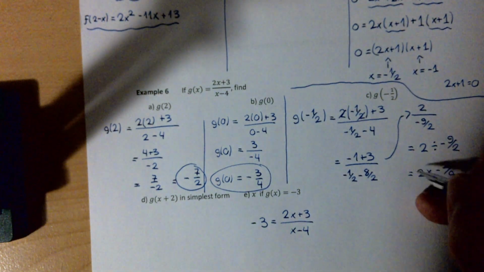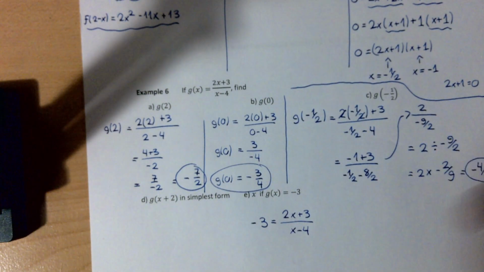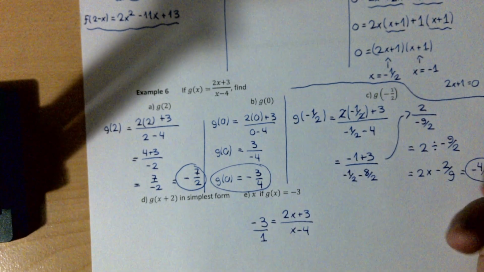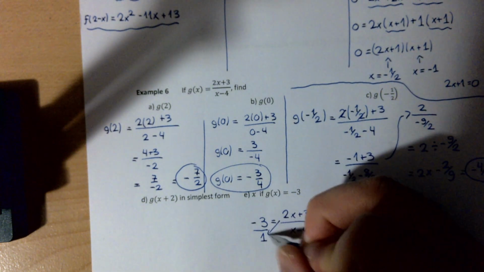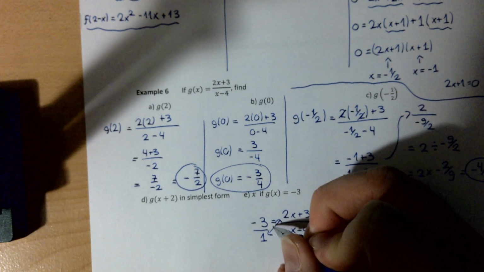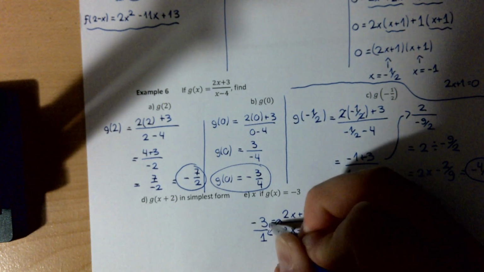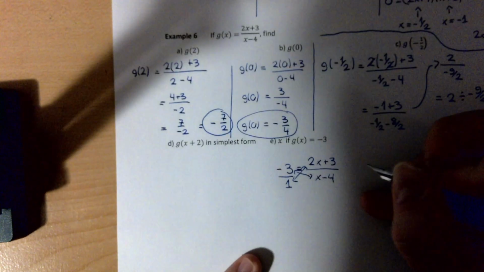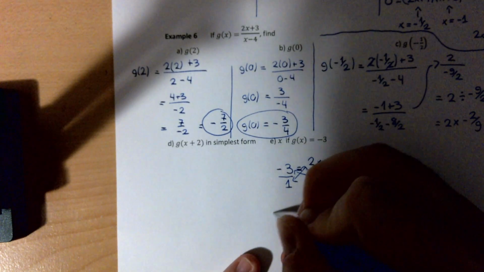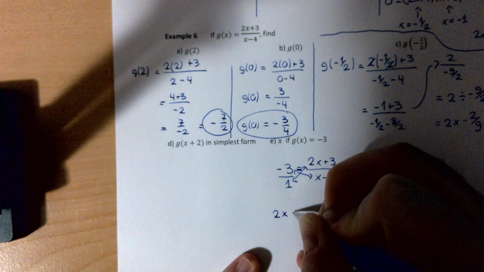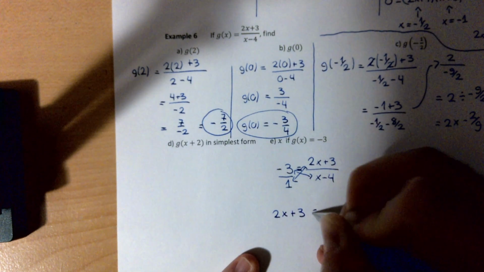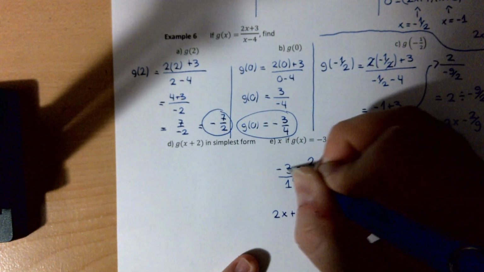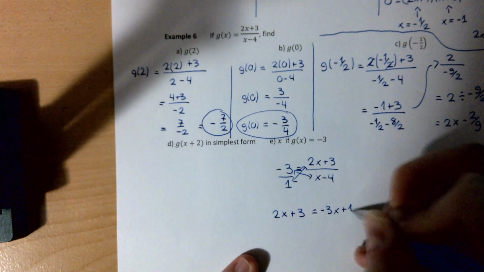Now, remember, when you have minus 3, or any number really, you can always write it as that number divided by 1. And now I can cross multiply, right? 1 times this numerator over here, 2x plus 3, is going to be equal to minus 3 times x minus 4. So let's do that. My next line over here is going to be 1 times 2x is 2x, and 1 times 3 is just going to be plus 3, is equal to minus 3 times x gives me minus 3x, and minus 3 times minus 4 will give me positive 12.